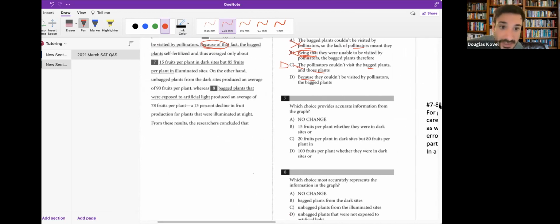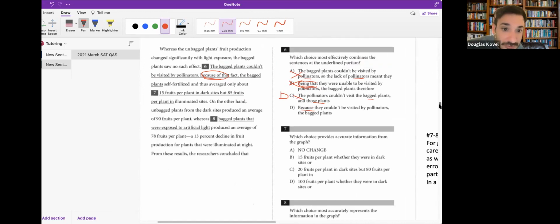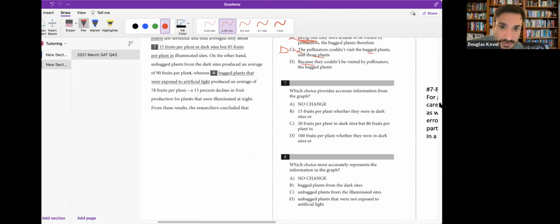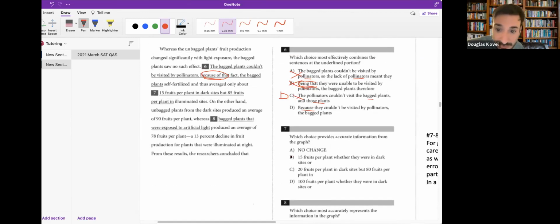So we know we're talking about bagged plants. They're saying here that bagged plants average 15 fruits per plant in dark sites and 85 in illuminated sites. So if I look at my graph, they're talking about bagged plants, so I know I'm looking at this section of the graph, the left side. I look at the dark and illuminated sites. I see that they're both under 20, but above 10, so maybe between 15 and 18, for example. So the only choice that would go with that would be choice B. You see the other choices use numbers that are way too big. Those would be people who are looking at the wrong bars.